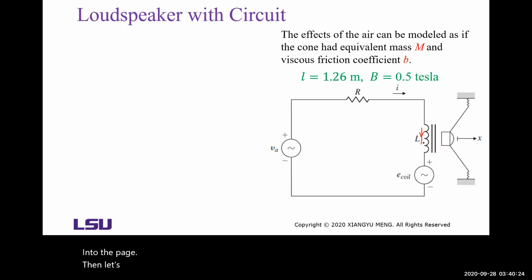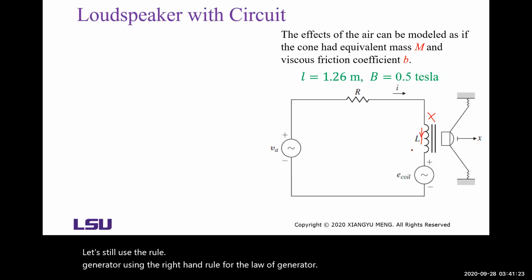Then let's figure out, if the direction of the magnetic field is into the page, what will be the voltage being generated due to the law of generator? We know the coil is moving to the right in the magnetic field. Then voltage will be generated across the coil. Then what's the direction of the voltage? Let's still use the right-hand rule for the law of generator.